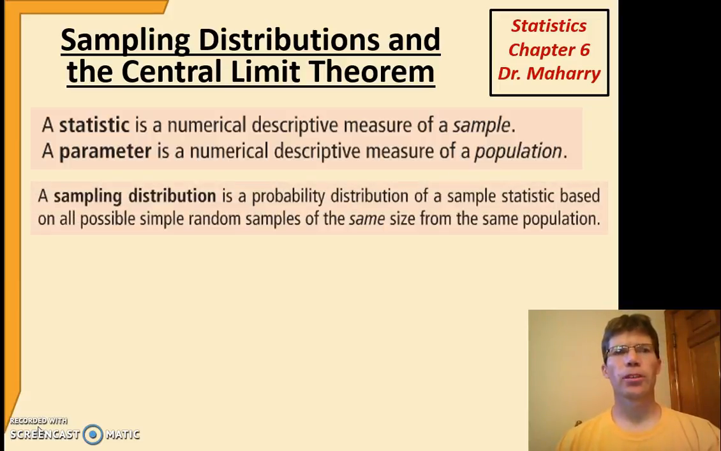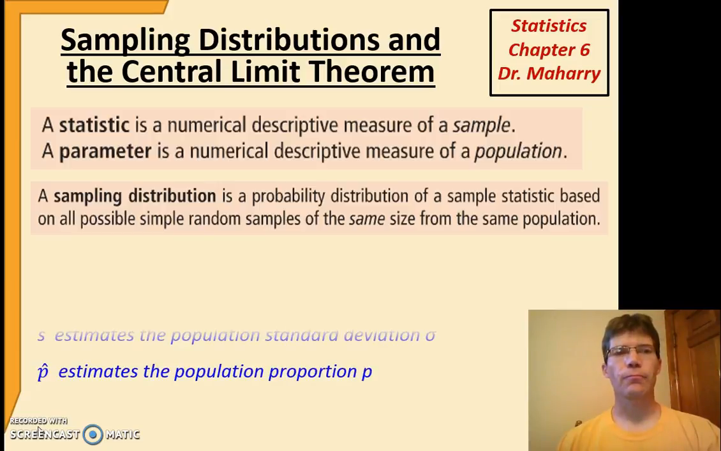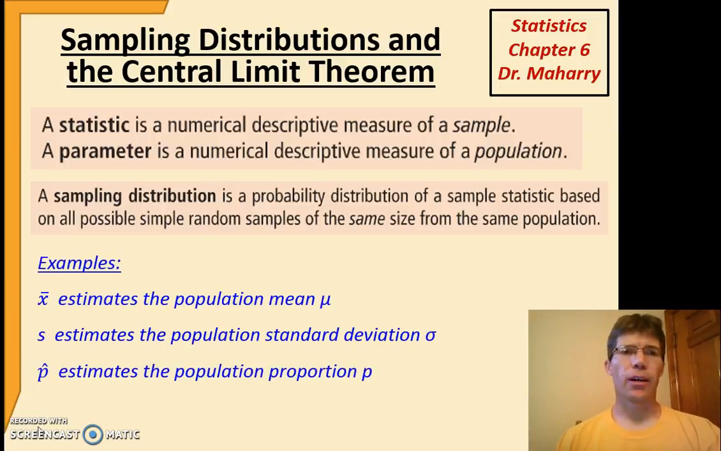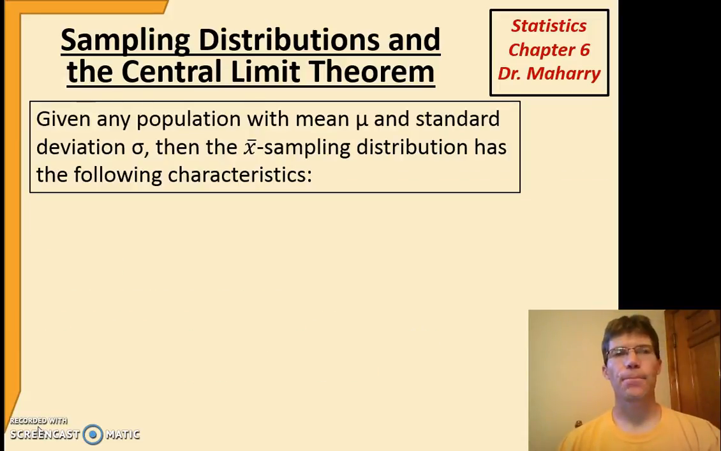So here in Chapter 6 we look at sampling distributions. The idea is to look at the probabilities. How does a sample statistic get distributed across various random samples? So some examples of how we estimate in statistics: X bar, or sample mean, estimates the population mean mu. S estimates the population standard deviation sigma. And later we'll talk about proportions. P hat estimates the population proportion P.